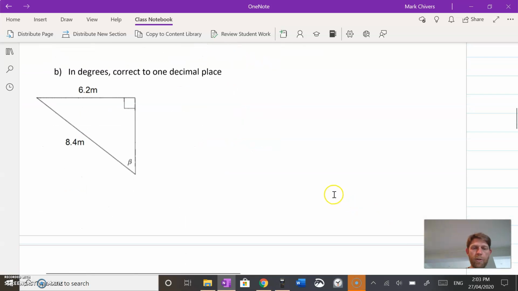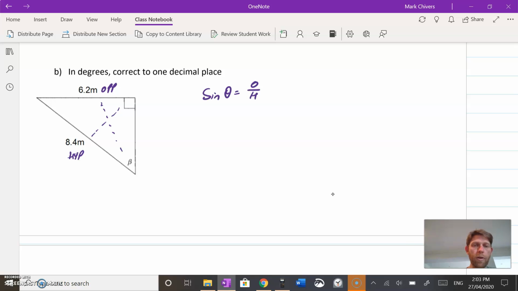Okay, moving on to the next question. So in degrees, correct to 1 decimal place. Here's our reference angle. We have the side that's opposite our angle, not touching our angle, and we also have the side that's opposite the right angle, so that's the hypotenuse. So which ratio do we use when we're involving the opposite and the hypotenuse? Well, that's going to be sine. So sine theta equals the opposite over the hypotenuse.